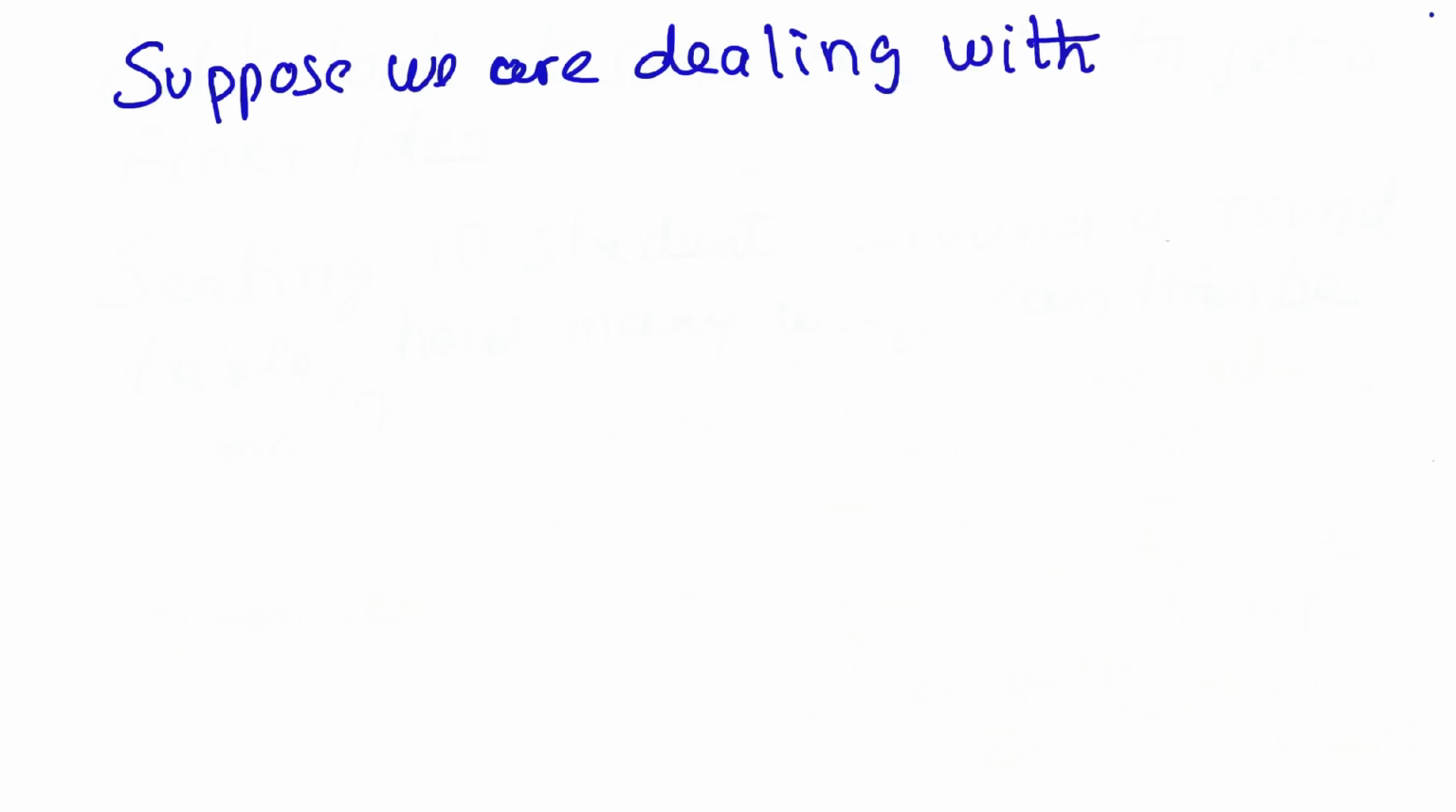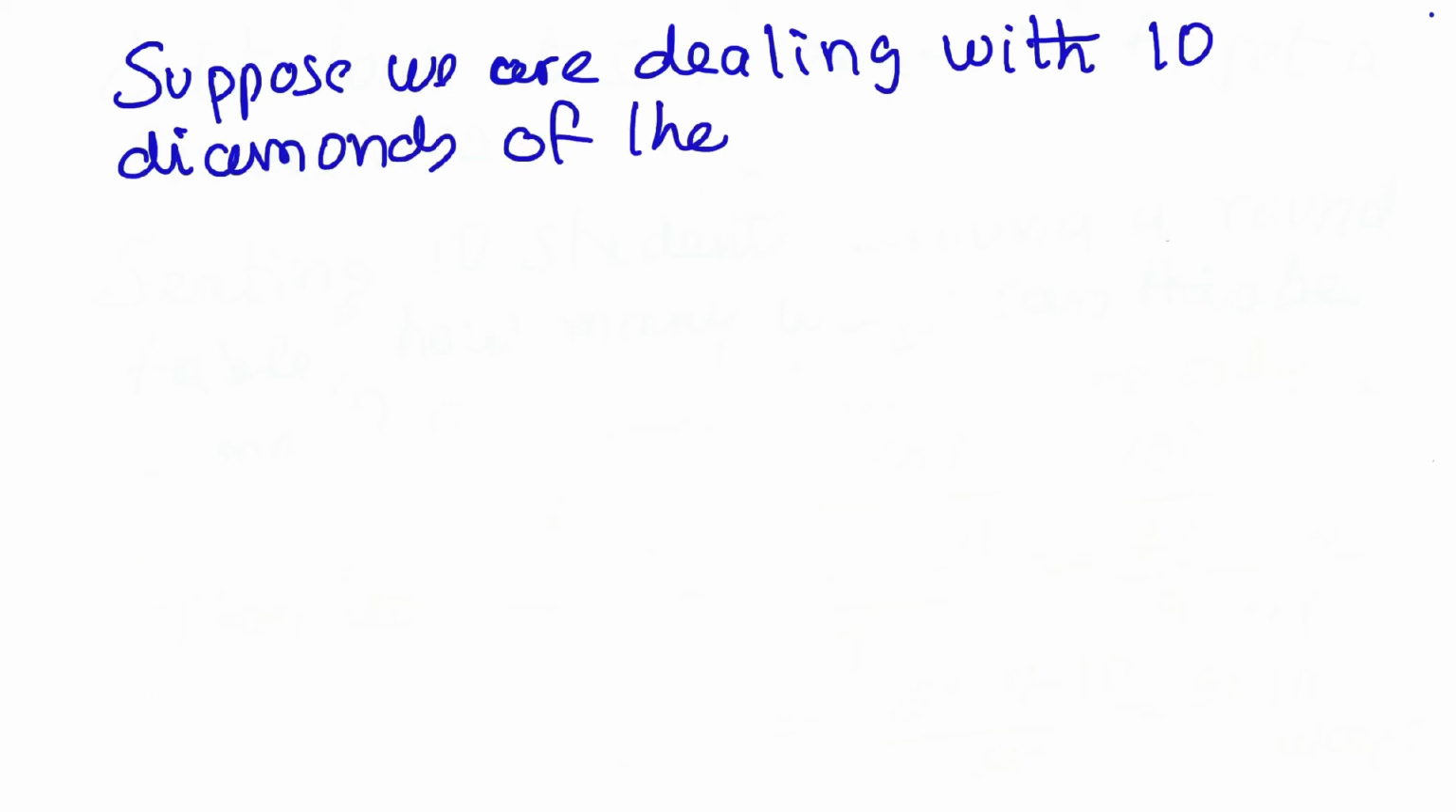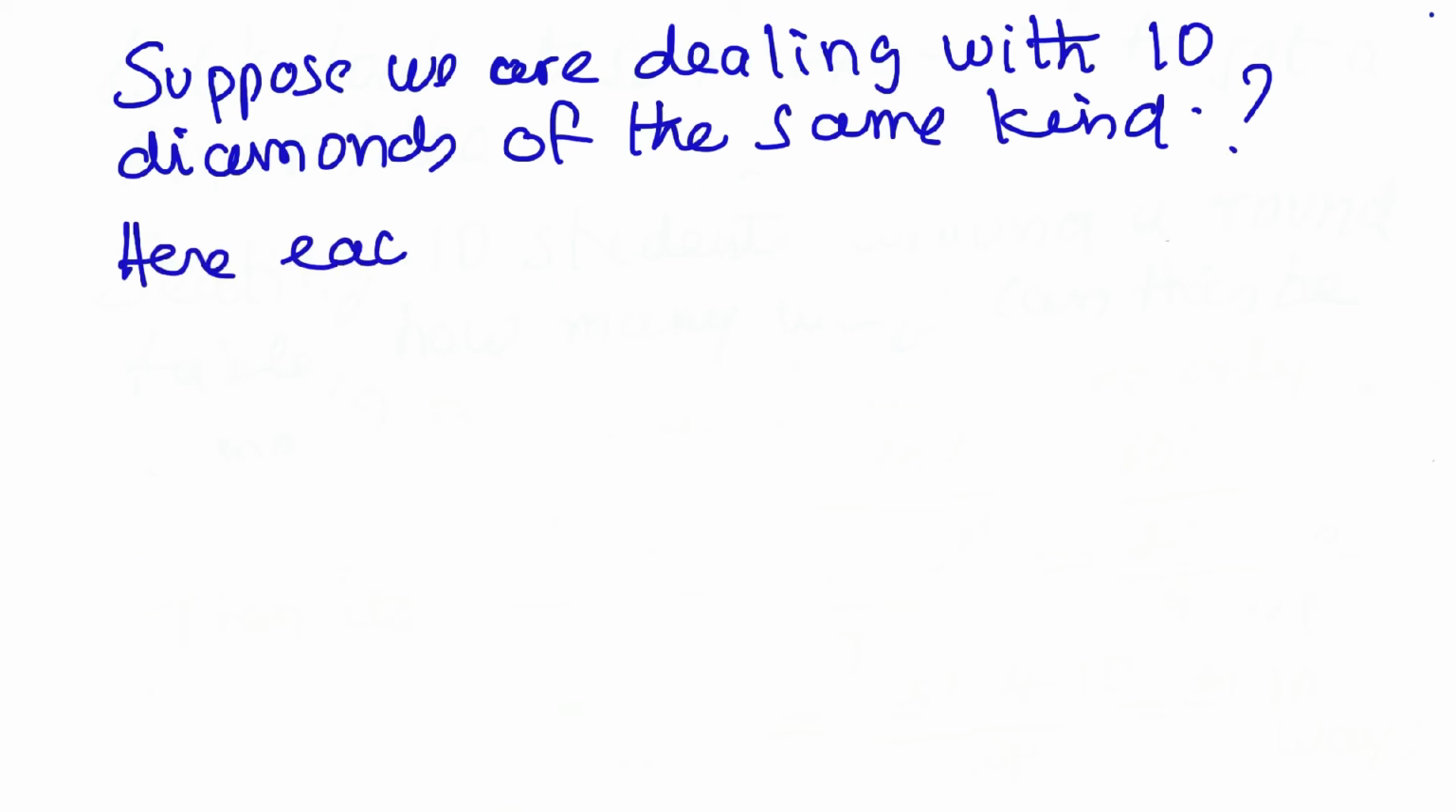Till now we were dealing with distinct objects. So let's look at the case where the objects are not distinct. So suppose we are dealing with diamonds. Suppose we are dealing with 10 diamonds, all of them of the same kind, and we are taking these diamonds to make a necklace. So how many ways can these diamonds be arranged to create a necklace?